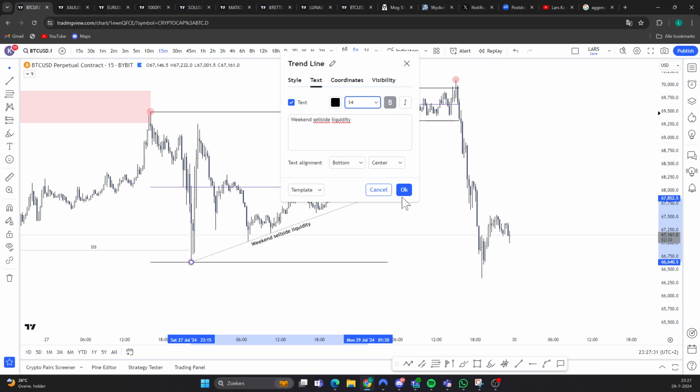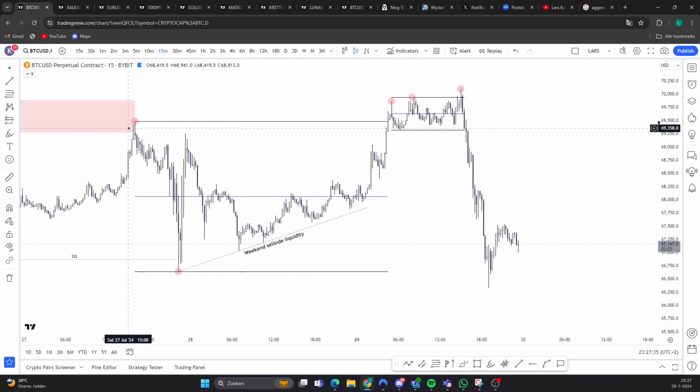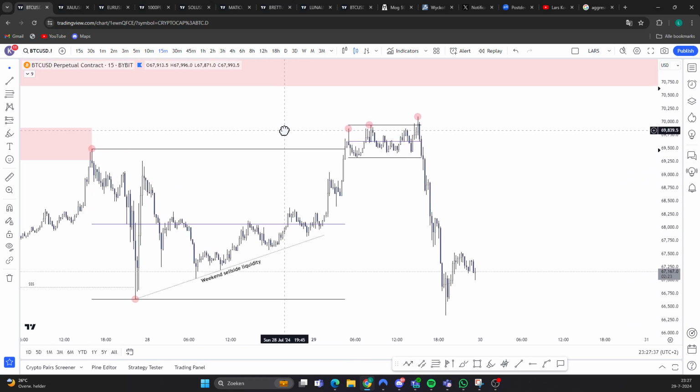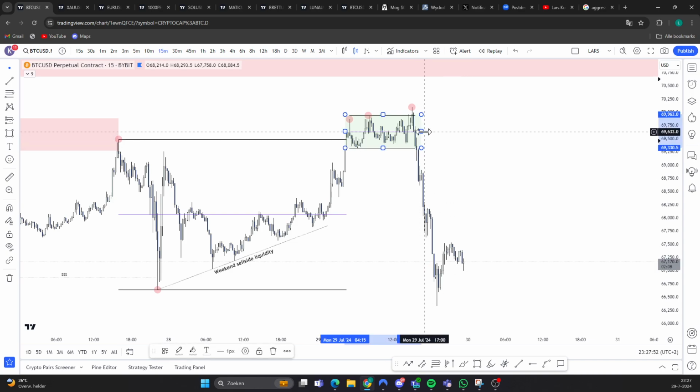Let's make that bigger. There you go. So what happened from there is that we broke out of the range, but it wasn't a good break yet. Okay, it wasn't a good break yet because, as you can see, we broke ever so slightly above it, and then we immediately started ranging. So whenever you have that, that's not a good range break. That's more like a range deviation.